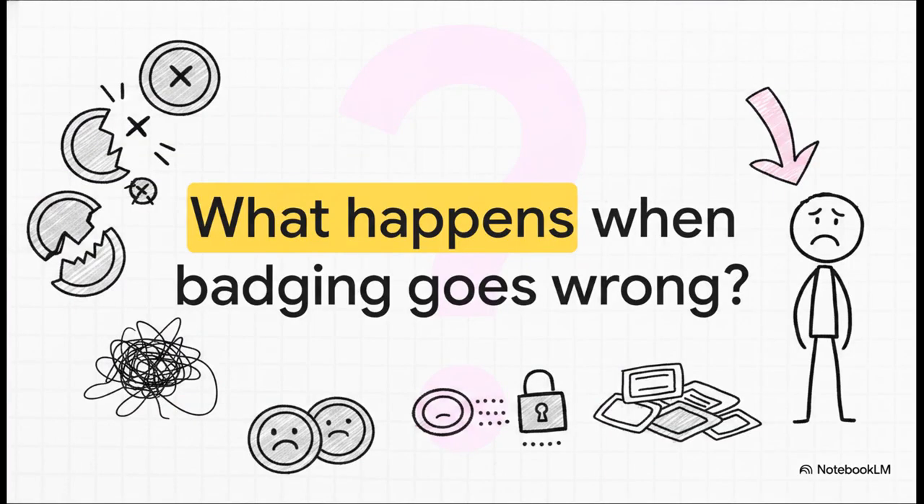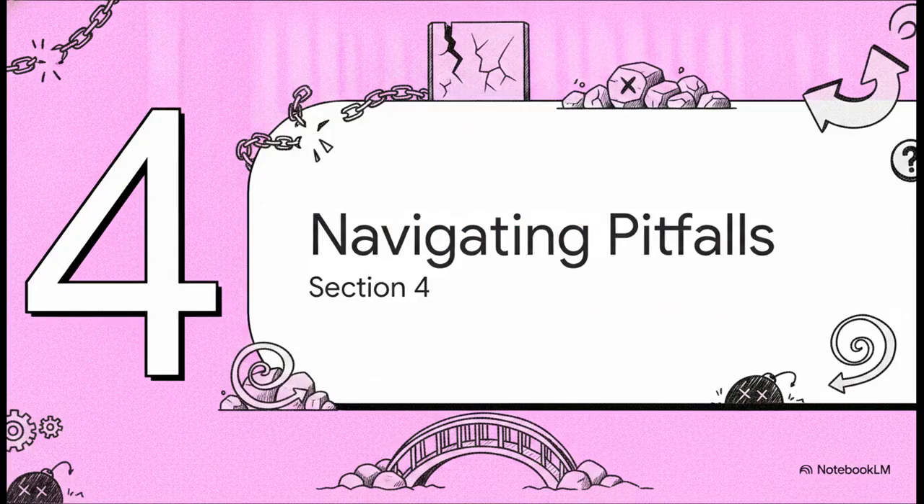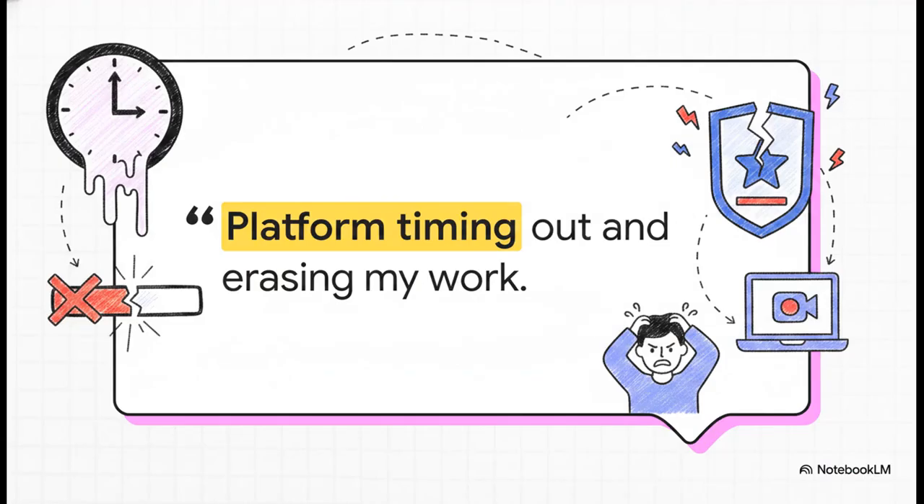All right, so we've got this beautifully designed, super optimistic system, but we have to ask the hard question. What happens when badging goes completely wrong in the real world? That brings us to Section 4, navigating common pitfalls. As a creator, you really have to anticipate the harsh realities of implementation. Imagine educators trying to earn professional development microcredentials, and a major friction point is the platform timing out and erasing all their work. It sounds so simple, right?